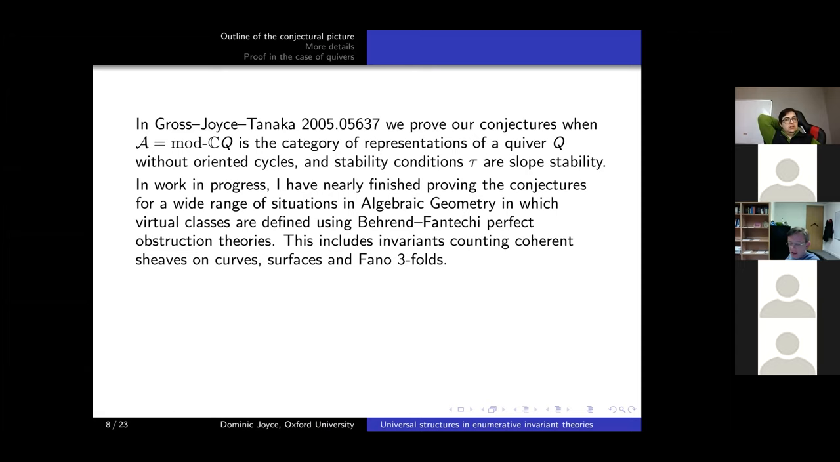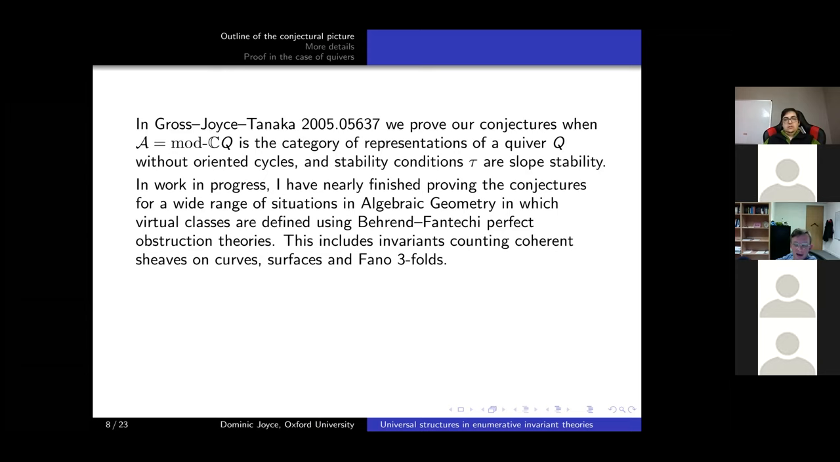I can do much better than that. So in work in progress, I've nearly finished proving the conjectures for a wide range of situations in algebraic geometry in which virtual classes are defined using Behrend-Fantechi perfect obstruction theories. I have a complete proof of my conjectures for categories satisfying a list of assumptions. I haven't yet finished writing up the fact that various categories satisfy those assumptions. But if you put those two things together, then this would include invariants counting coherent sheaves on curves and surfaces and Fano threefolds, and various categories of things: sheaves plus extra data, quiver representations, quivers with relations, things like Higgs fields, Pfaffian-Witten invariants, and so on.